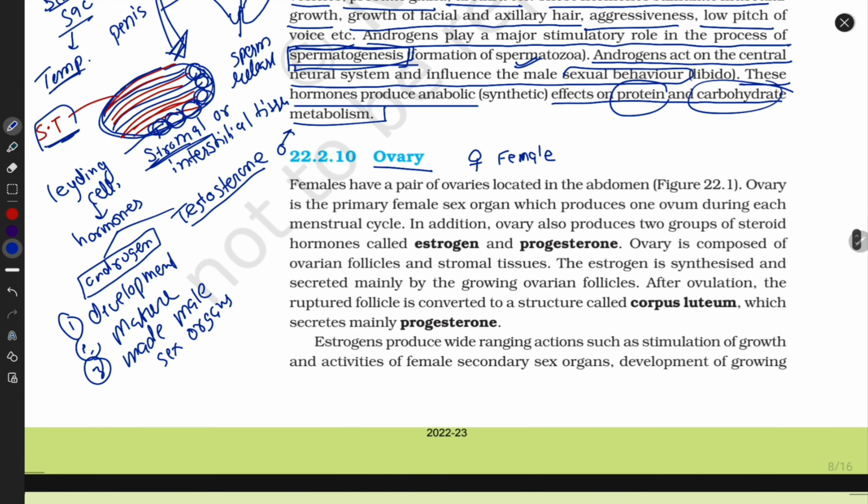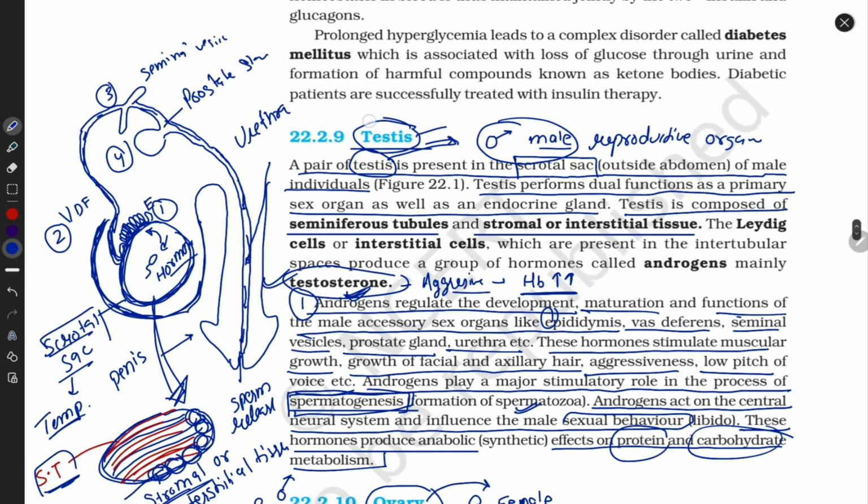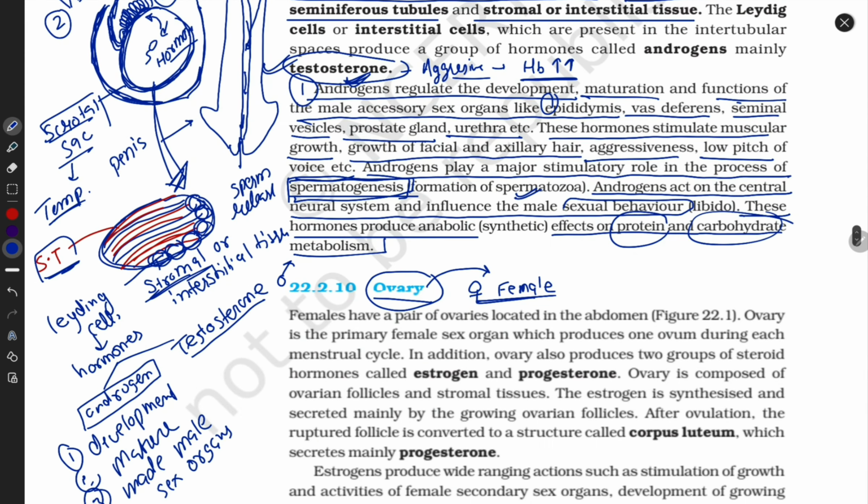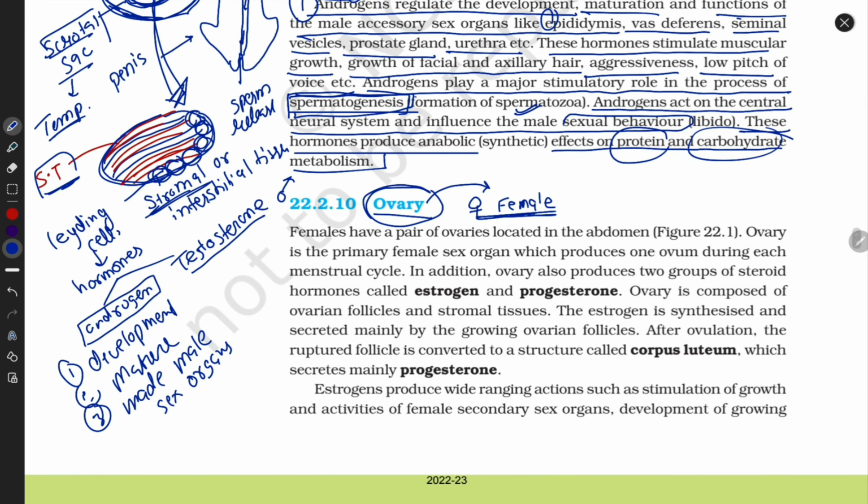The next gonadal gland we call the ovary. It is located in the female's abdomen. The testis is located in the male's abdomen. This is a male gland, and the ovary is a female gland. Females have a pair of ovaries located in the abdomen. The ovary is the primary female sex organ which produces one ovum during each menstrual cycle.